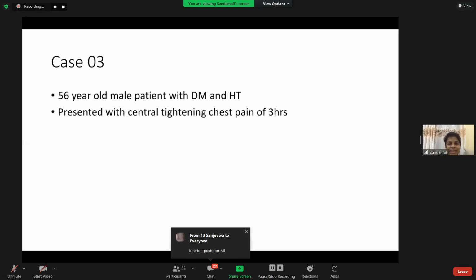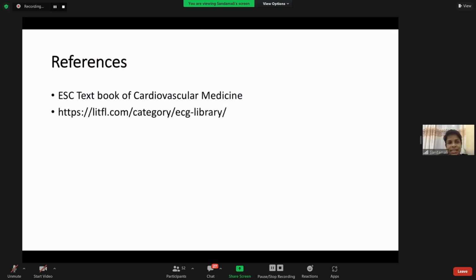A 56-year-old patient with diabetes and hypertension presented with central tightening chest pain of 3 hours. Again, if the ECG is clear, I will just tell you the answer because I didn't prepare a question as such. This patient is having a little bit of tachycardia, and there are T inversions in all precordial leads, widespread T inversions. The patient's troponin was positive. These ECG changes were not dynamic, but anyway, troponin was positive. He was treated as for non-ST elevation MI. These are my references. Thank you very much.